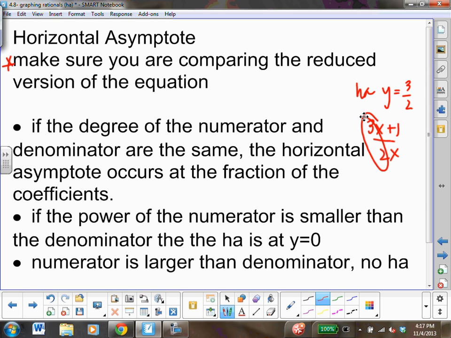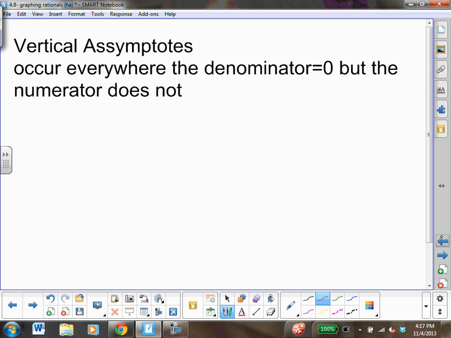If the power of the numerator is smaller than the power of the denominator, then the horizontal asymptote occurs at the line y equals 0, like in this previous example here.